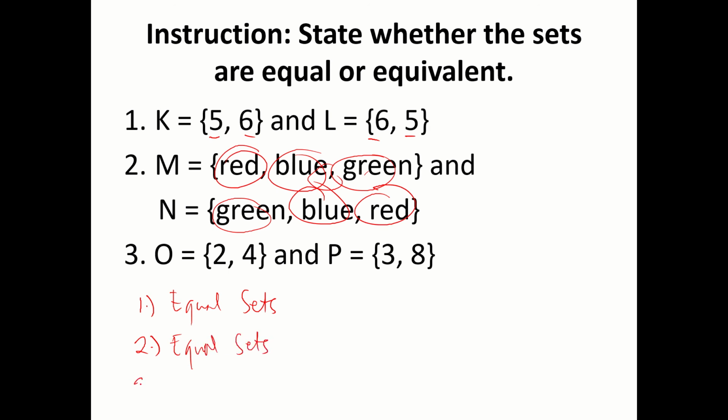Number 3, this is 2 and 4, 3 and 8. They don't have the same elements, so they're not equal sets anymore. But the cardinality of our O and the cardinality of our P is what? 2. Therefore, they are equivalent sets.